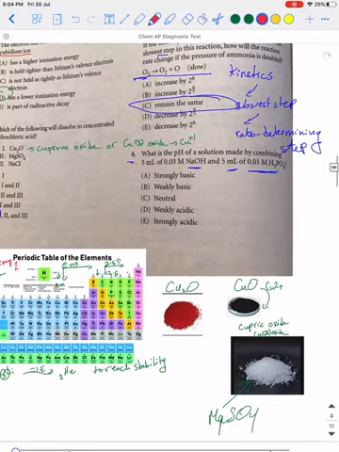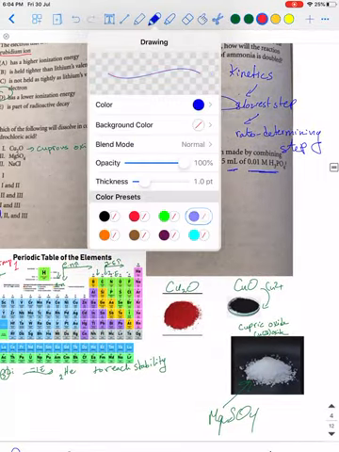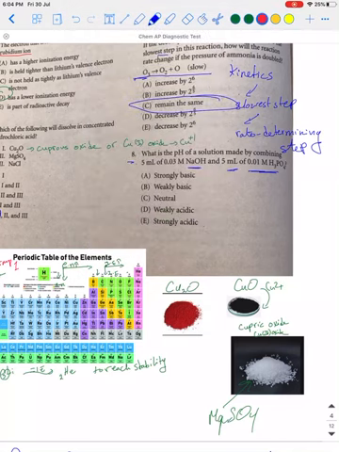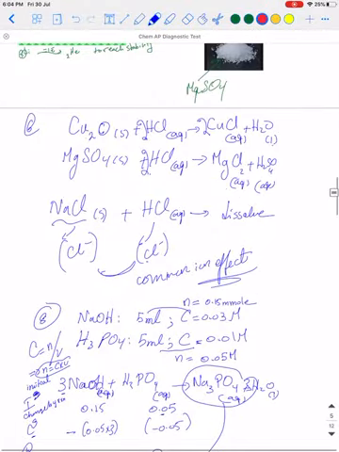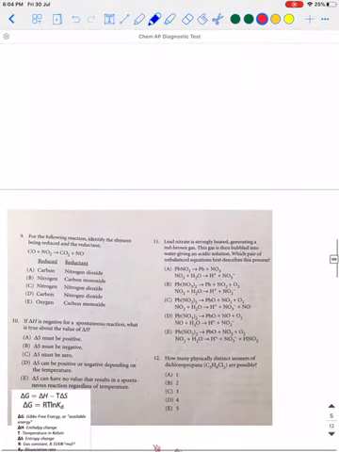Its nature is base. Now I want to choose the best fit answer. It is a base, but it's weakly basic. Why? Because strong bases means sodium hydroxide, potassium hydroxide, magnesium hydroxide. But weak bases are the bases of the salts.